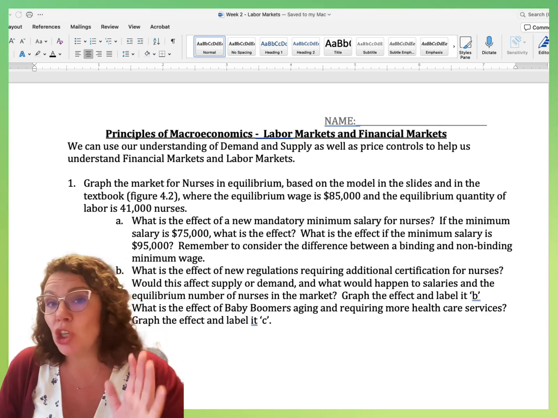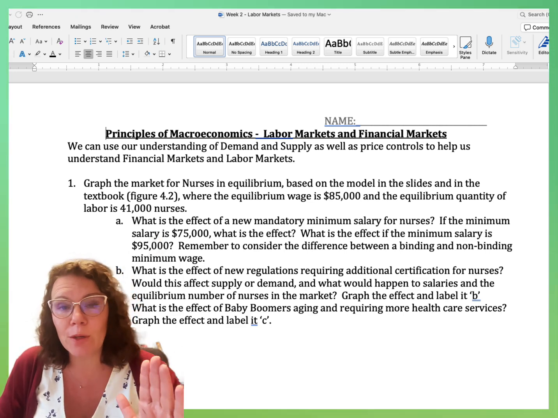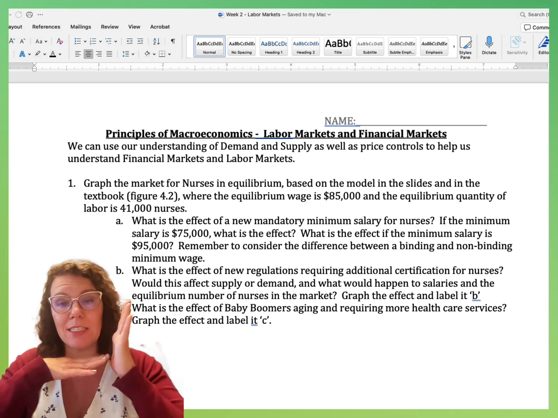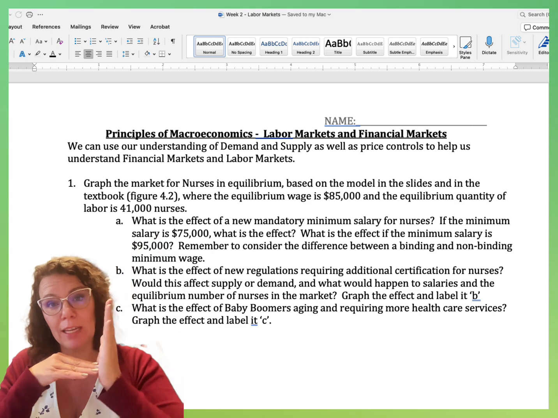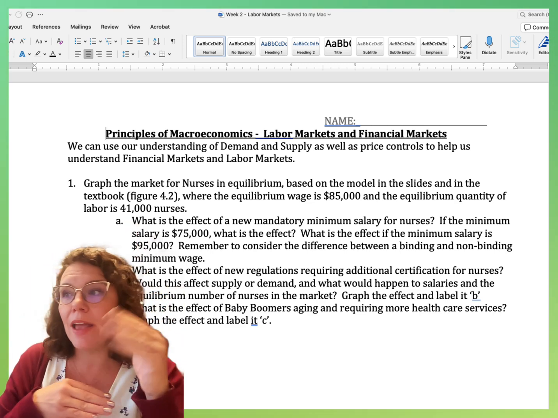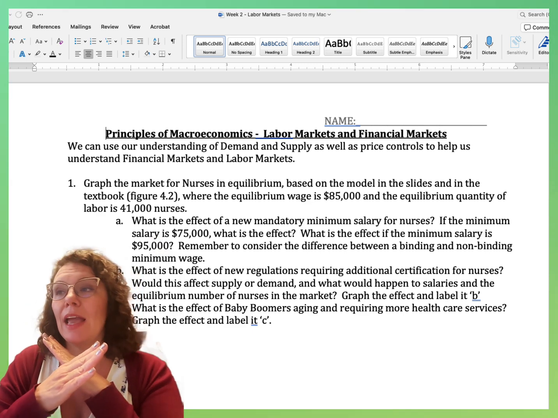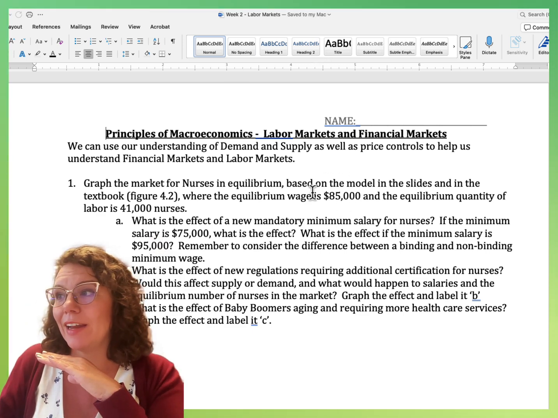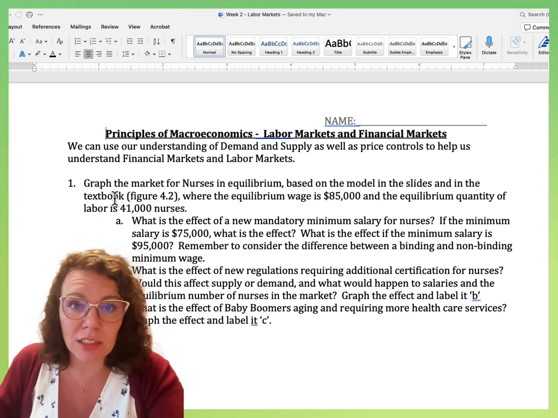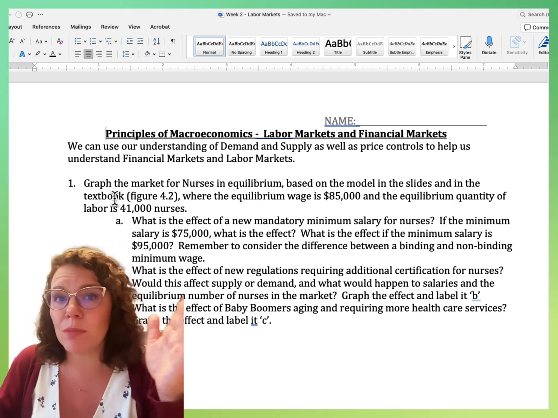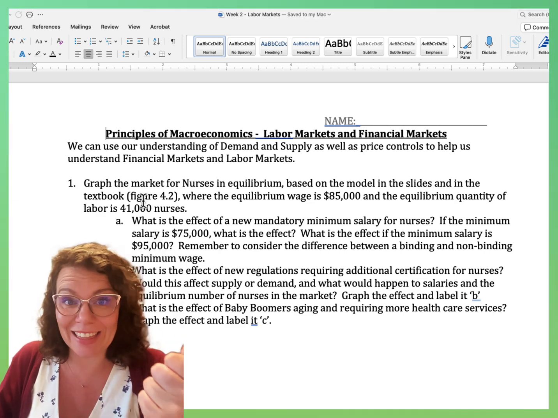But the truth of the matter is, you don't need to access the figure to be able to do this assignment. Really, all you need to do is remember that our labor markets are going to be graphed in XY space, with the quantity of labor on the x-axis and the cost of labor, the wage or salary, on the y-axis. Then we're going to have an average upward sloping supply curve, a downward sloping demand curve, and an equilibrium wage of $85,000 and an equilibrium quantity of labor. Quantity of labor can be measured lots of different ways: hours, days, minutes, people. In this case, we're measuring it as 41,000 nurses, individuals in that labor market.